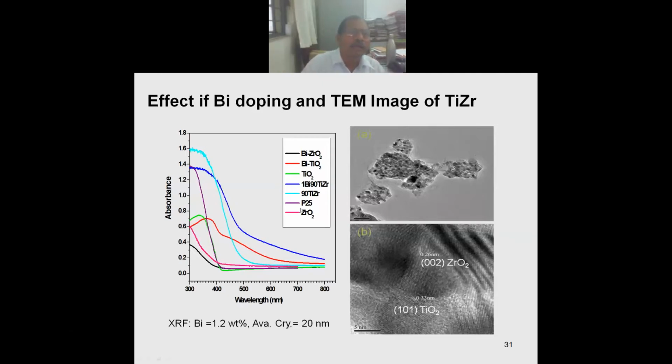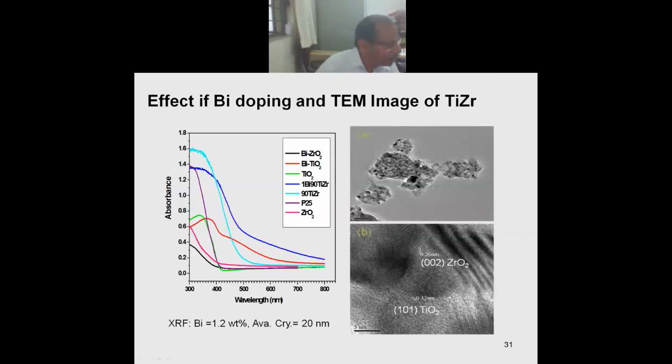And this is P25, and the other TiO2 ZrO2 samples have less visible light absorption. There is an enhancement in the visible light absorption due to the formation of this composite and bismuth doping.